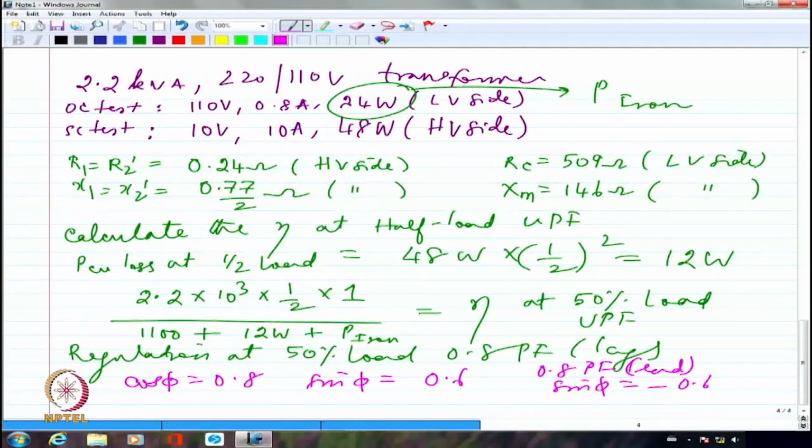So using this, you should be able to say the current is only, this is HV side. So I am going to have 10 ampere as the I rated. So I will have 5 ampere as half I rated. So I should be able to write 5 multiplied by R equivalent cos phi plus X equivalent sin phi. That will be the voltage drop. That you have to divide it by rated voltage. Rated voltage is 220 if I am taking everything from high voltage side. So you guys should be able to calculate the regulation as well.